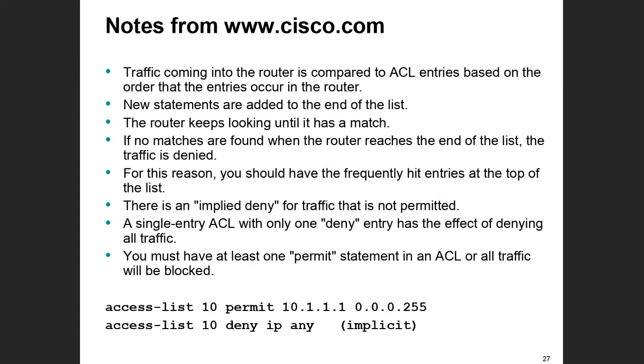Implicit deny for all traffic that's not permitted. So if I only have one single access control list entry and it's only a deny, that means all traffic is being denied. So all access control lists must have at least one permit statement in them somewhere, or all traffic would be blocked, at a very expensive CPU cost. If you just want to block traffic, it's much better to just do the shutdown command on that port.